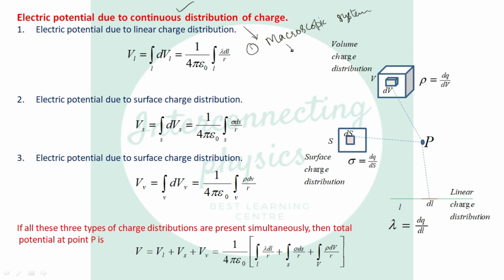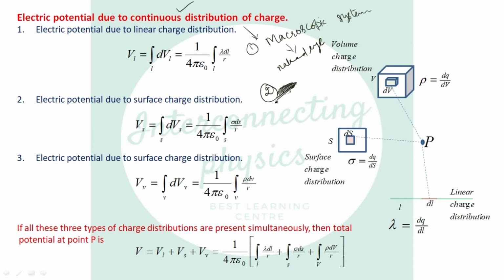Macroscopic system is the system which we can see with our naked eyes. And number 2, in a macroscopic system, in continuous distribution, charges are very closely packed, very closely spaced. Means they are packed so closely that we see the situation like this.